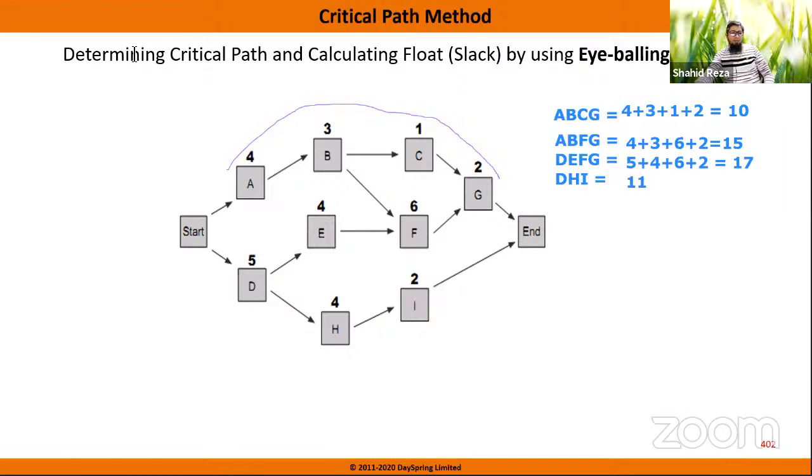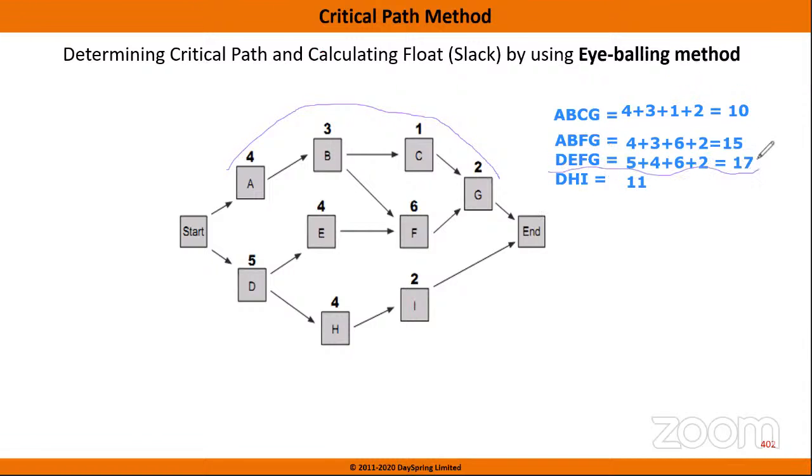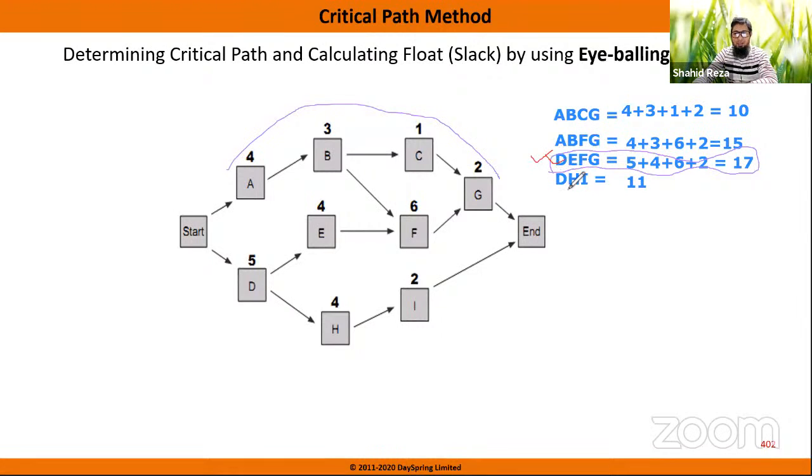So from this, can you say which path is the longest path? So this is the longest path, right? 17 days. This is the longest path, and this is known as the critical path. So if you are asked to identify the critical path, then the answer will be DEFG is the critical path.